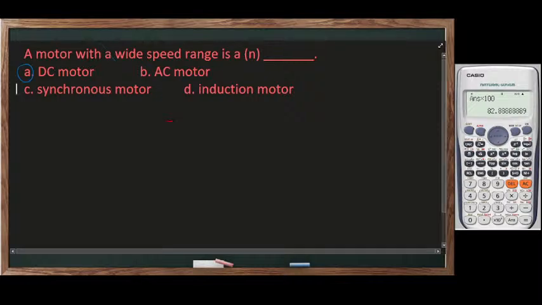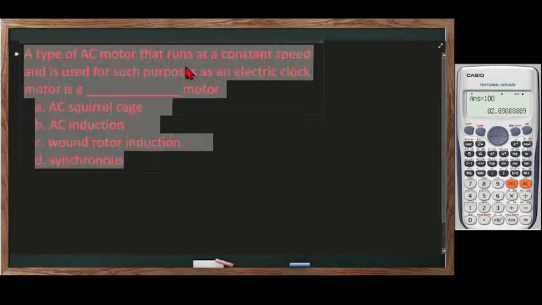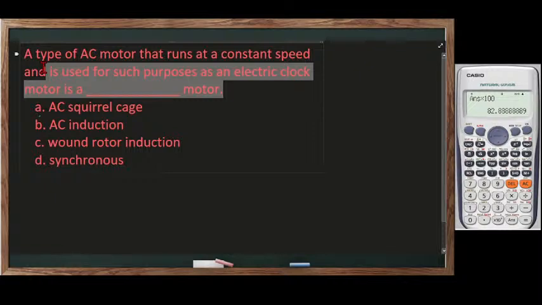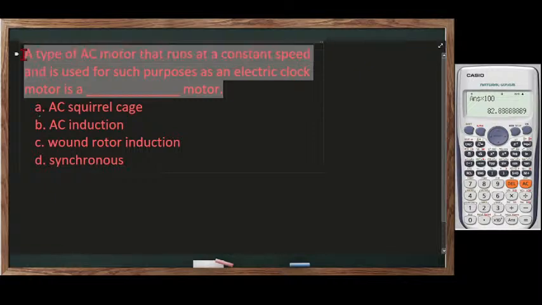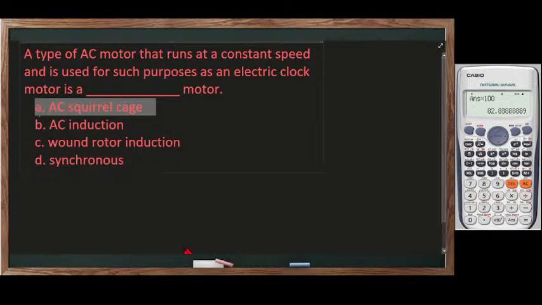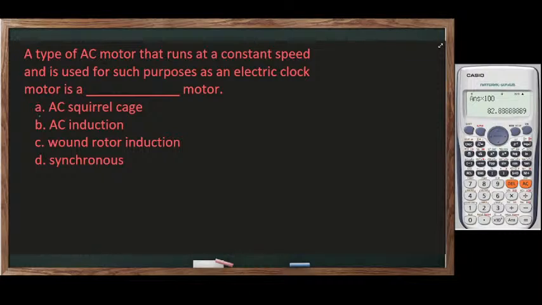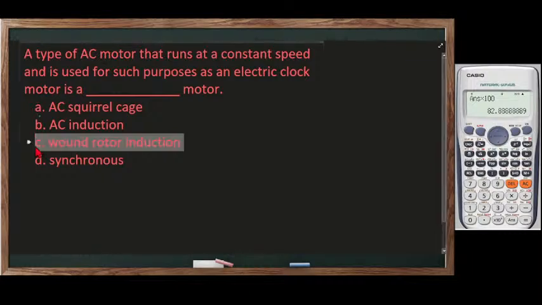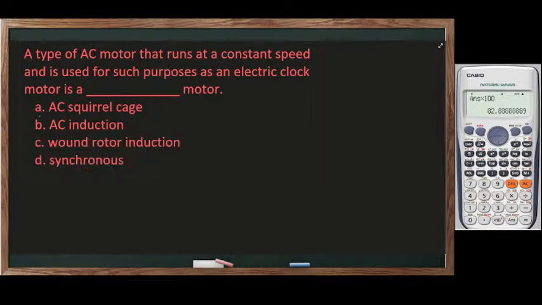Okay, so next question. A type of AC motor that runs at a constant speed and used for such purposes as an electric clock motor is a blank motor. So yung ginagamit as an electric clock, no? So anong tawag sa motor na yon? So is it a squirrel cage motor, an AC induction motor, a one rotor induction motor, no? And a synchronous motor.